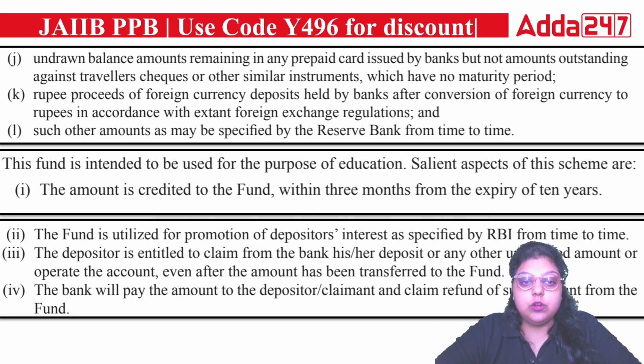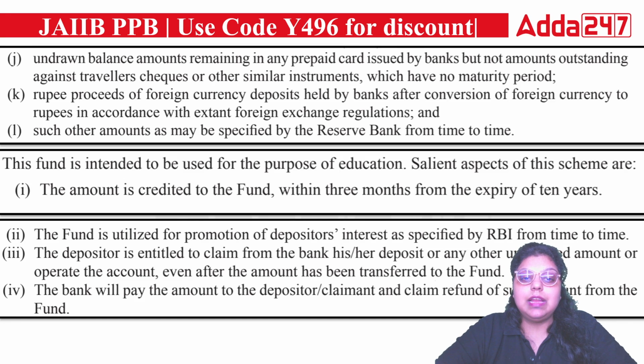Apart from this, the undrawn balance amount remaining in any prepaid card issued by the bank, but not amounts outstanding against traveler's cheques or other similar instruments which have no maturity. Then rupee proceeds of foreign currency deposits held by the bank after conversion of foreign currency to rupees in accordance with extant foreign exchange regulation. Also, such other accounts as may be specified by RBI from time to time will have their money transferred after 10 years, 3 months to the DEA scheme.